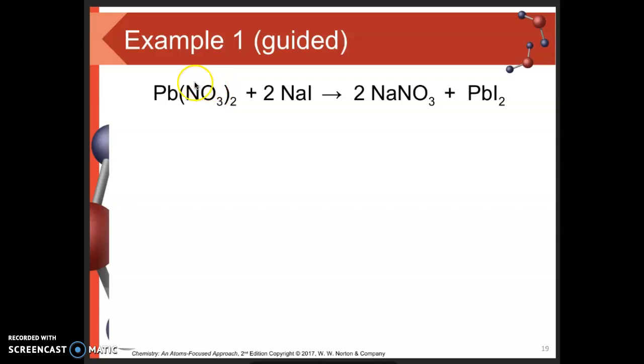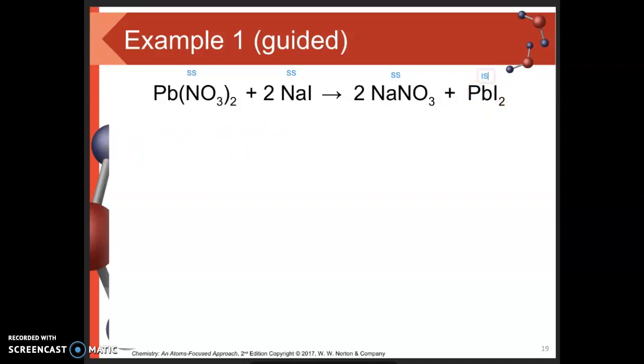So lead 2 nitrate, nitrate ions are always soluble. So this is a soluble salt. Sodium compounds are always soluble. So this is a soluble salt as well. Sodium and nitrate are put together here. So this is a soluble salt. Lead 2 iodide is usually soluble, but lead is one of those exceptions. So this is my insoluble salt here.